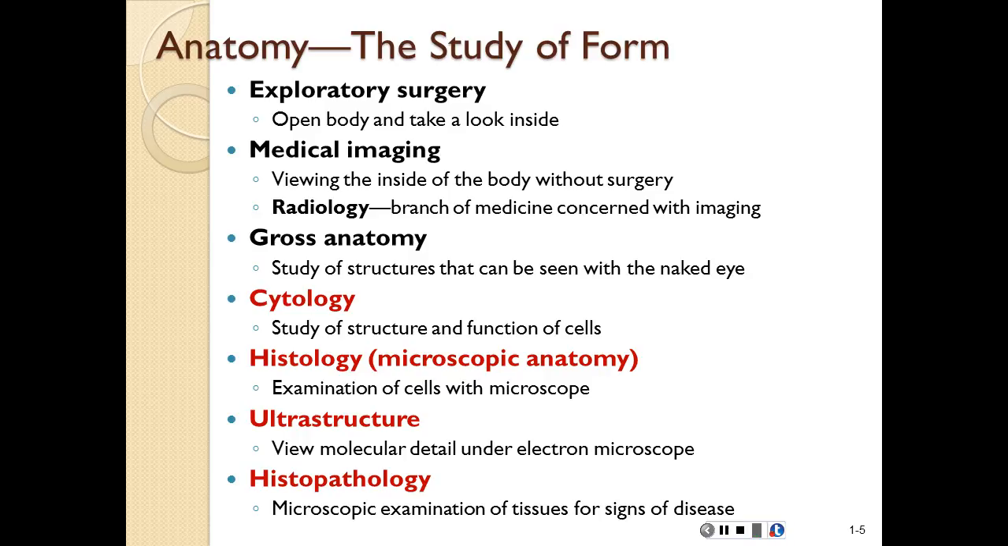We have, and underneath that, we have cytology, ultrastructure, and histopathology. Histopathology is basically studying tissues for any signs of disease. Cytology is the study of the individual cells, of course, under a microscope. And ultrastructure is the fine detail of tissues revealed by the electron microscope.